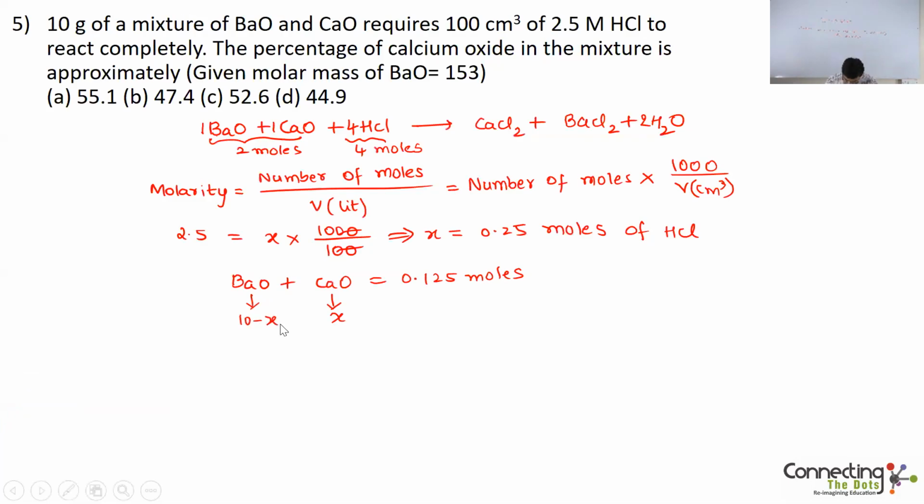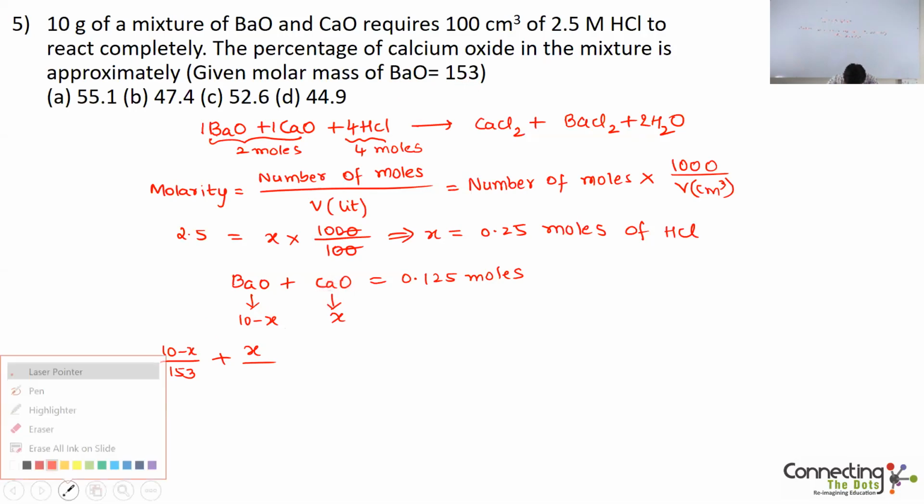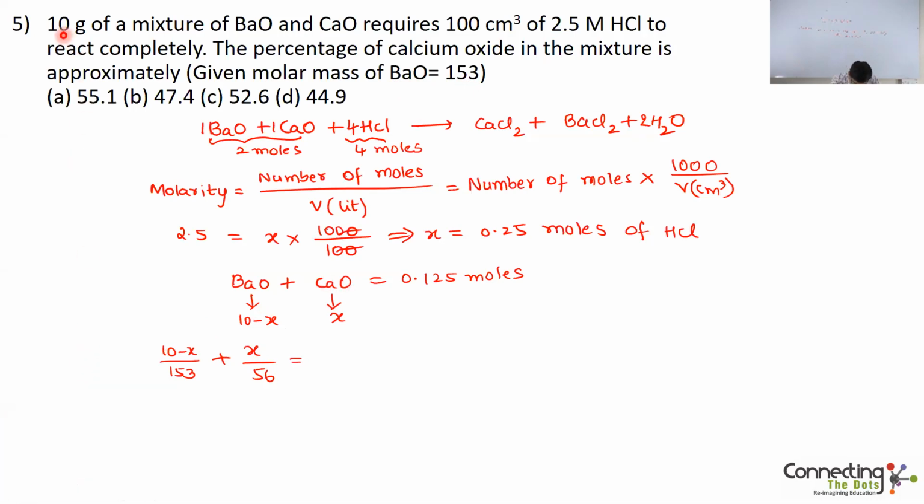Now let us try to solve this question. So number of moles of barium oxide will be mass, which is 10 minus X, divided by molar mass, which is 153, already given here. Molar mass of barium oxide is 153, and plus number of moles of calcium oxide. So it will be X by molar mass of calcium oxide, which will be 40 plus 16, 56. The total number of moles should be equivalent to 0.125. So let us equalize it to 0.125 moles.